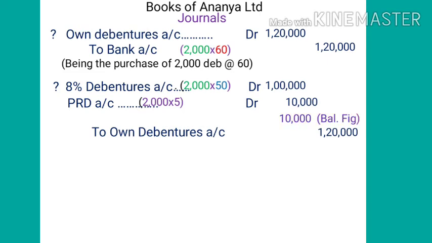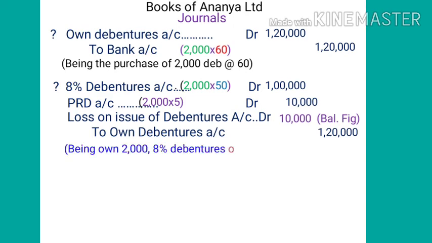So here we have 10,000 balancing amount on the debit side, and debit side means loss on issue of debentures account debit, being on 2000 8% debentures of ₹50 is cancelled.